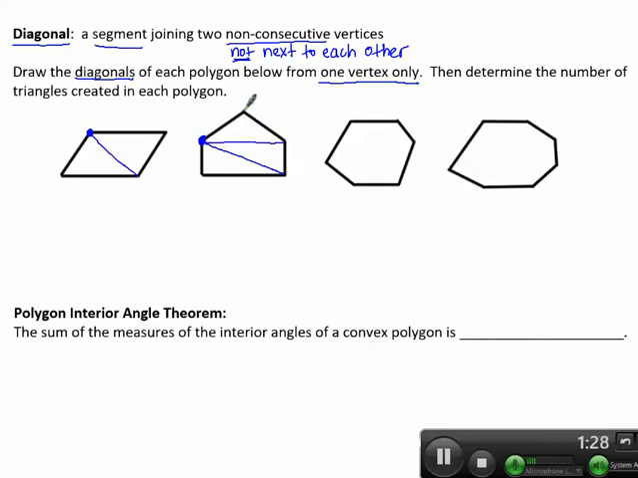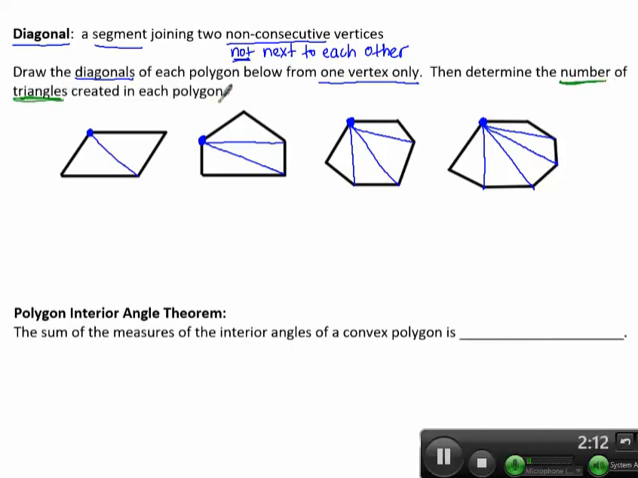I cannot draw to this one because it's consecutive to the vertex I chose, and I cannot draw to this one because it's consecutive to the vertex I chose. So I can only draw two diagonals from that chosen vertex. In this hexagon, if I choose this vertex, I cannot draw it here. This is a diagonal, this is a diagonal, and this is a diagonal. In this heptagon, I'm going to choose this vertex, draw this diagonal, this diagonal, this diagonal, and I can draw one more diagonal.